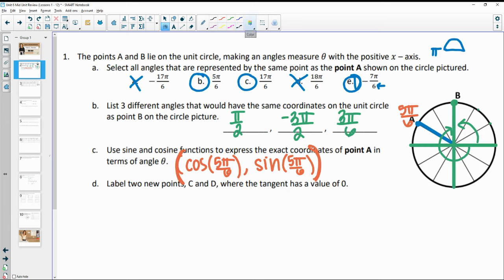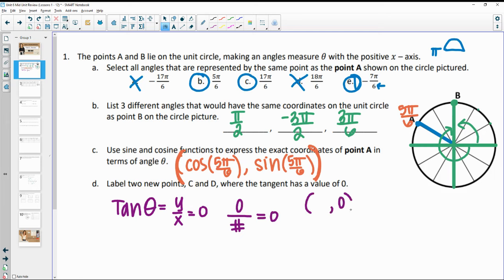Then it wants us to label 2 new points that have a tangent of 0. And remember that your tangent function is equal to y over x. And so we want this to be 0. Well, the way that you get a number to be 0 is if you have 0 on top. So 0 divided by any number is equal to 0. So we want our y coordinate to be 0 on the unit circle. And so that's going to happen here. And it's going to happen here. So we could label this as point C and this as point D.